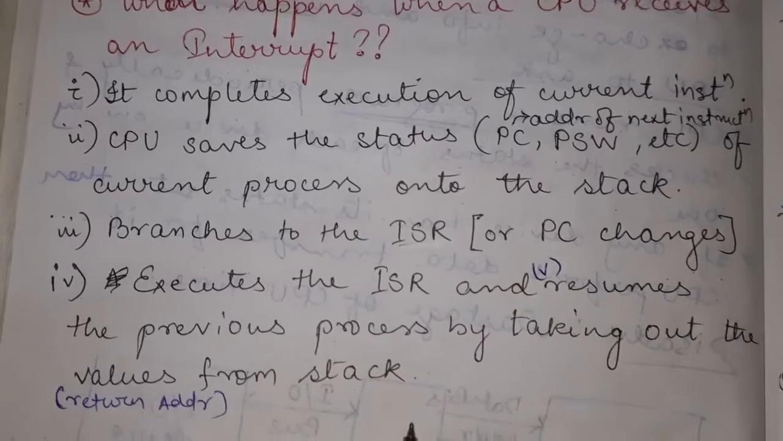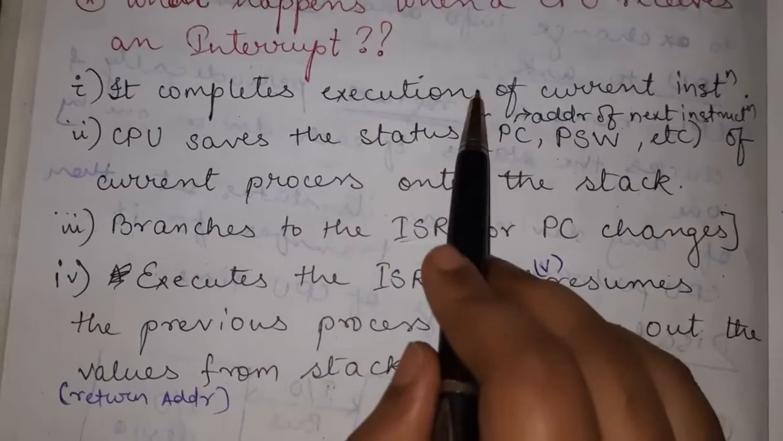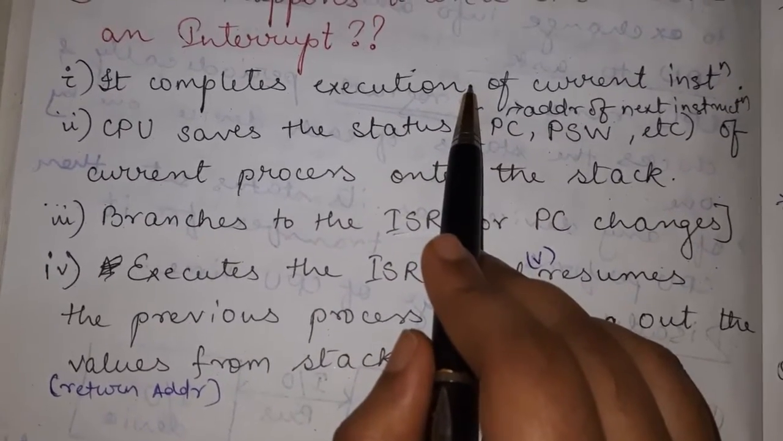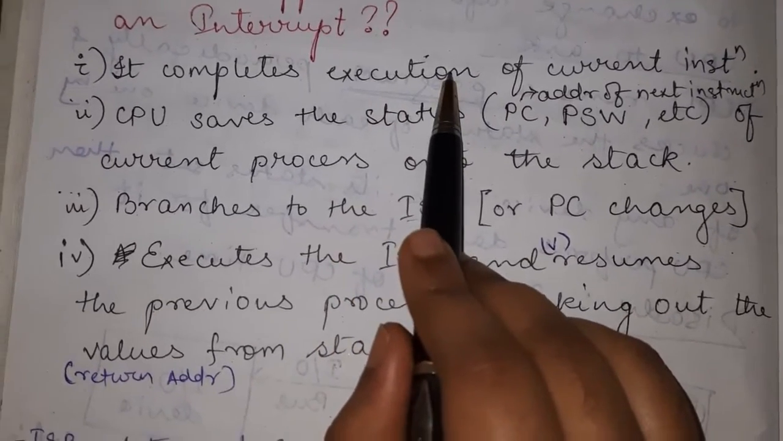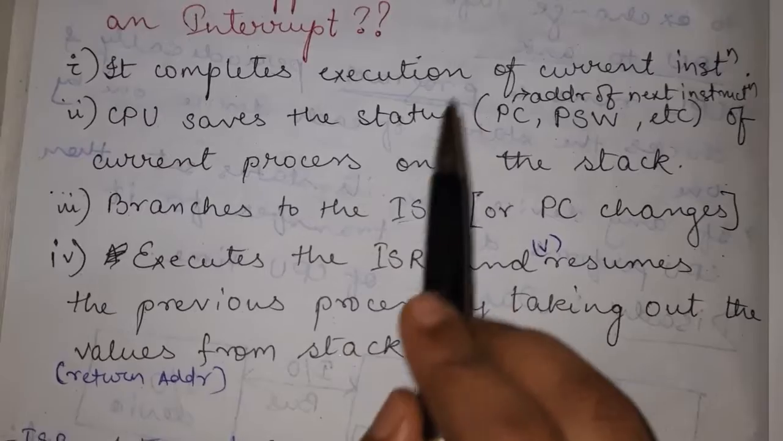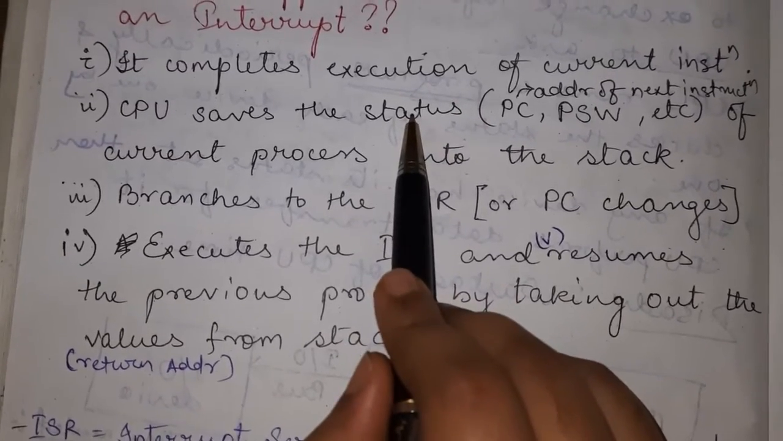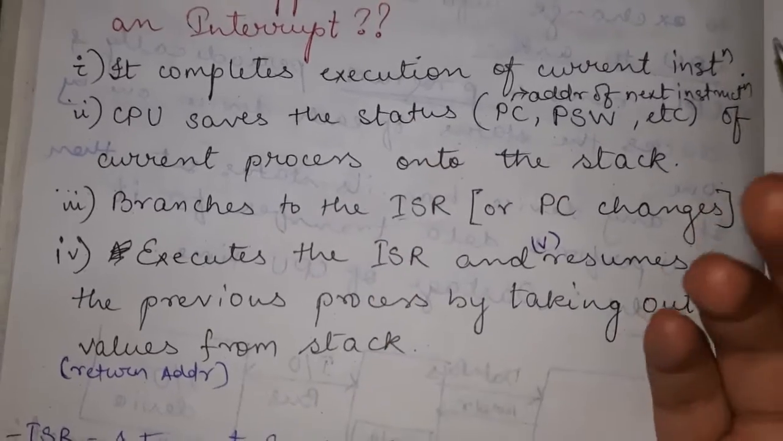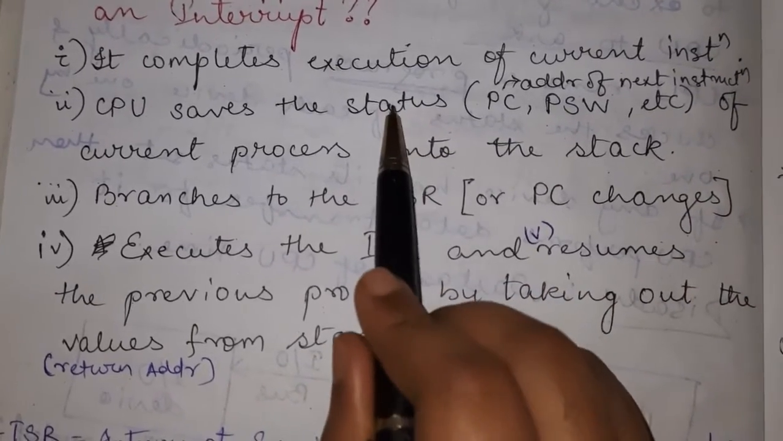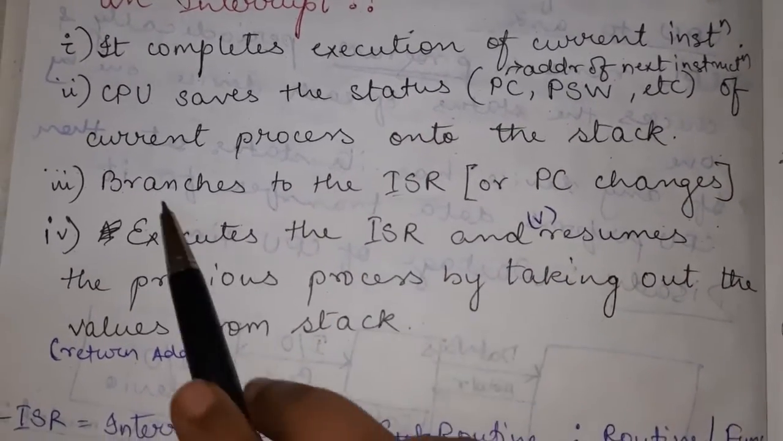So the analogy for this is, if the teacher was writing something on the blackboard and a student comes, then the teacher will finish whatever he or she was writing on the blackboard. Then he will keep a bookmark, like in what line from the notes or the book he or she was referring to.